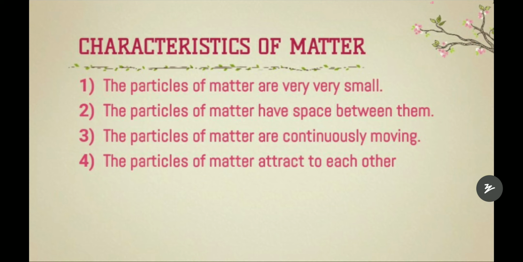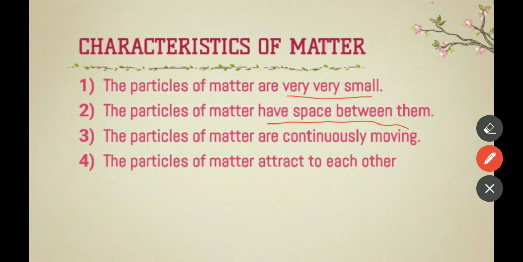Any matter in the world has four main characteristics. What are they? The first characteristic is that the particles of matter are very, very small. They're beyond our imagination, very tiny in nature. And the second characteristic of matter is that the particles of matter have space between them. So what is meant by space?